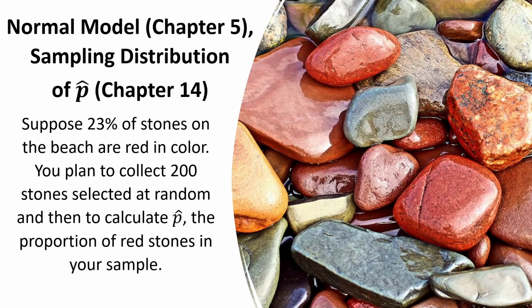The first question, we're supposing that 23% of stones on the beach are red in color. And so notice that this 23% is a population parameter. You plan to collect 200 stones selected at random and then to calculate p hat, the proportion of red stones in your sample.